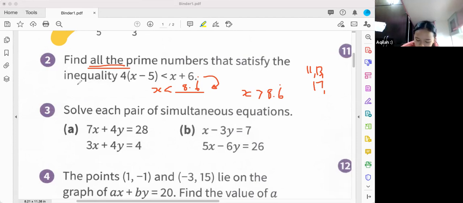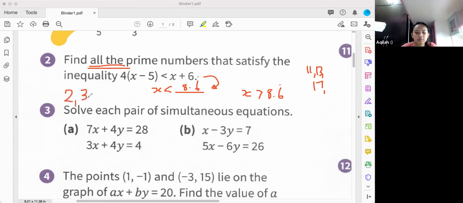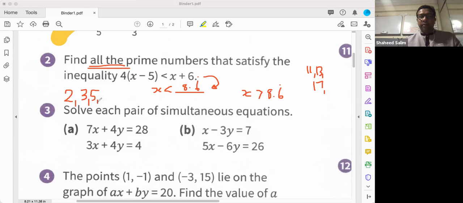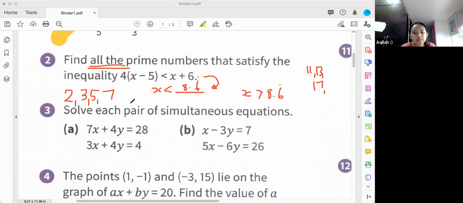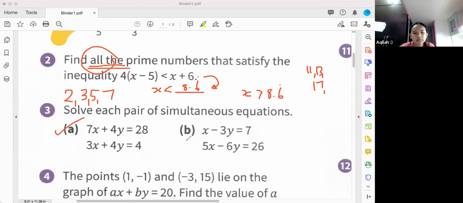So now, if x is less than 8.6, what are all the prime numbers? Starting with 2, the smallest prime number, and then 3, and then 5, and then 7. That's it, four of them. Can you see why they can ask for all? But if it's more, you're going to have never-ending numbers. Are we okay? Okay, we try 3A and 3B.